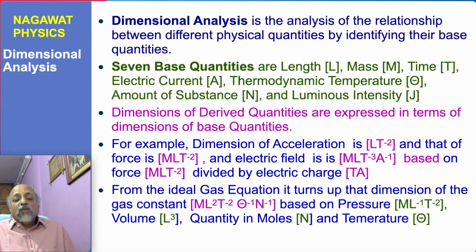It's a very easy mathematical exercise using these values: the pressure has dimension of M L raised to power minus 1 T raised to power minus 2, volume L raised to power 3, quantity in moles and temperature theta. You can verify that the dimension of the gas constant is M L raised to power 2, T raised to power minus 2, theta raised to power minus 1, and mole raised to power minus 1.